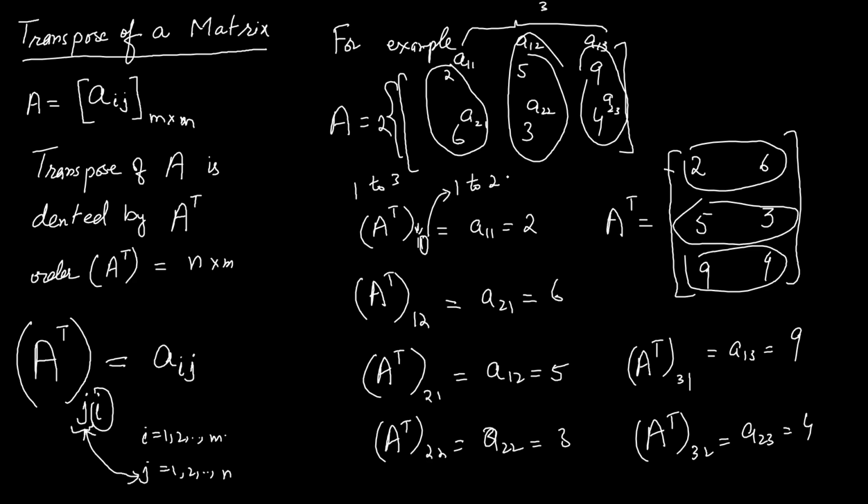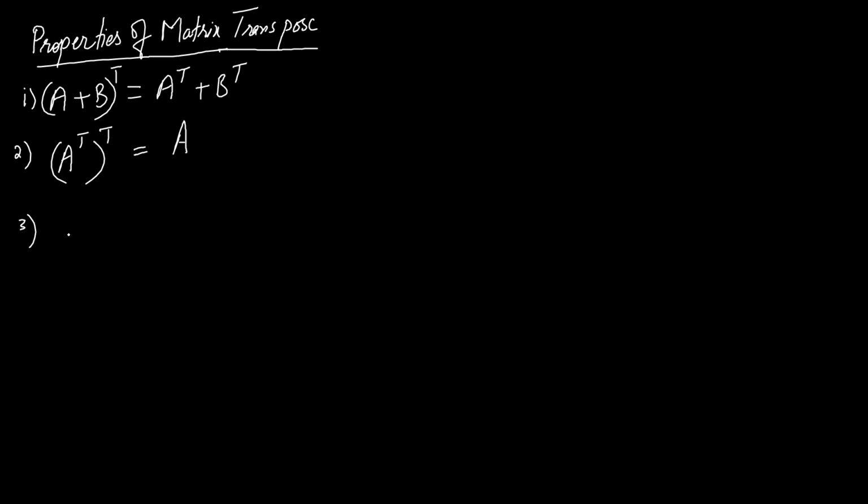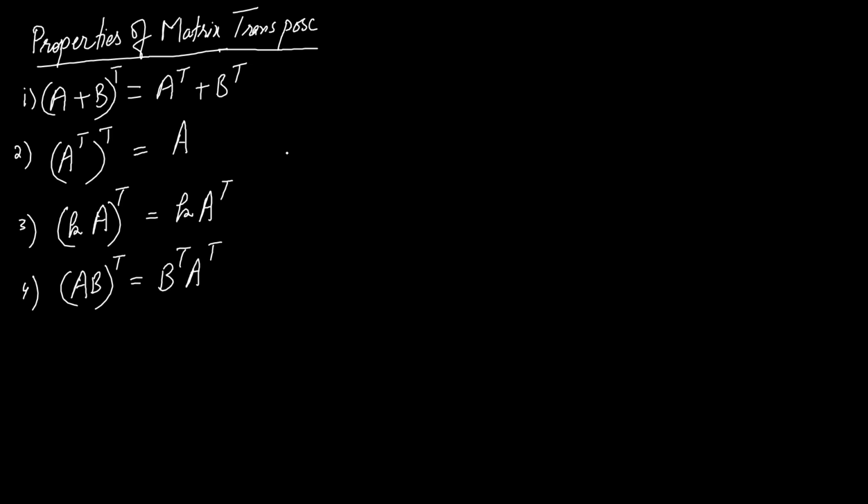Let us discuss important properties of matrix transpose. First, transpose of A plus B is equal to the transpose of A plus the transpose of B. Second, transpose of A transpose is equal to A. Third, transpose of a scalar multiple of the matrix A is equal to the scalar multiple of the transpose of A. And the fourth property is transpose of the matrix multiplication AB is equal to B transpose multiplied by A transpose. The order is changed if transpose is taken first. Let us prove each of these properties.